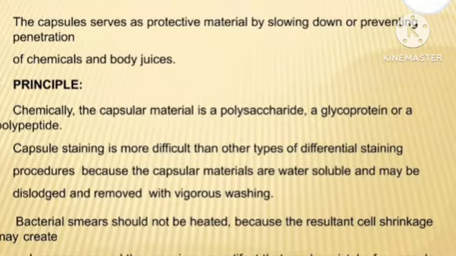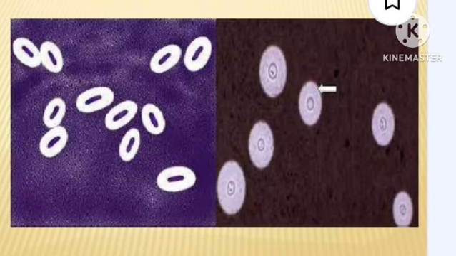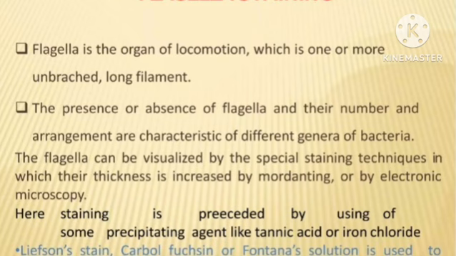Principles: chemically, the capsular material is polysaccharide, glycoprotein or polypeptide. Capsule staining is more difficult than other types of differential staining because the capsular materials are water soluble. In capsule staining the background and the bacterial cell are stained, leaving the capsule as a clear halo.